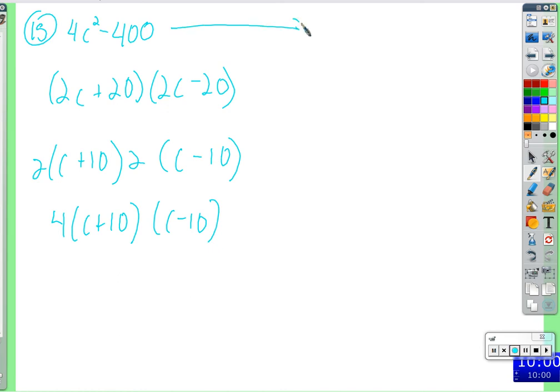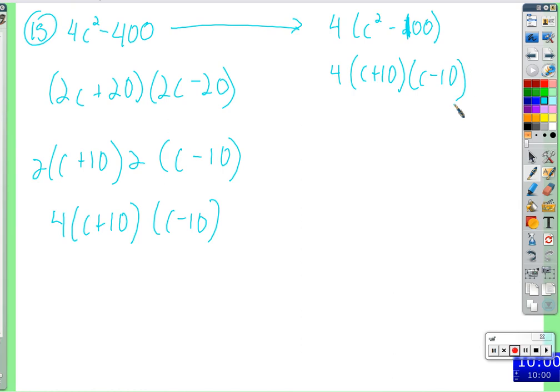Or at the very beginning, what factor do those two have in common? These two right here? A 4. We got 4 times c squared minus 100. Or sorry, 200 was it, no, 100. Okay. And this is the difference of squares, c plus 10, c minus 10. So either way you want to go.